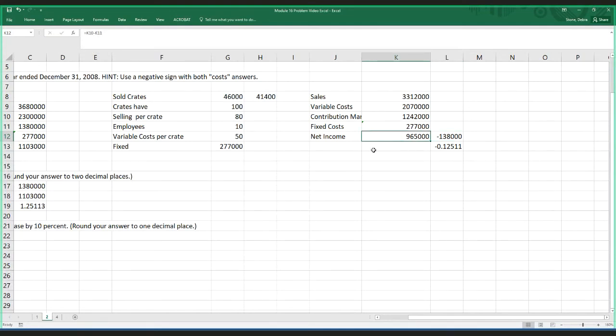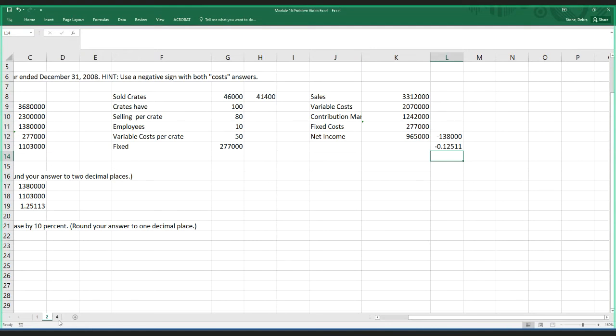It's this number minus the 110,300 minus 965, a decrease of 38,000, which is a percentage decrease of this one. So that's basically it. That means it went down by 0.12511. And why is that? Because the fixed costs impact us in different ways.